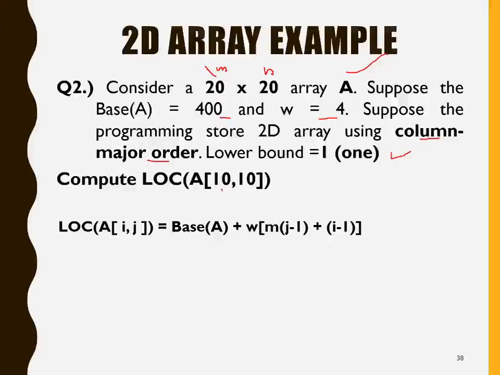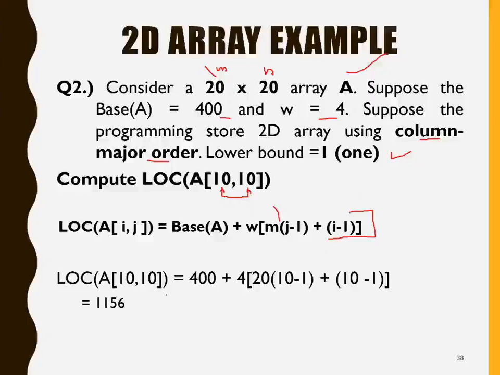We have to calculate the address of the element stored at position 10. So as per this formula, we have to calculate the value. This is the value of m, again 20. If we put the values in this case, it comes out to 1156. So this is the case with the column major order representation of memory addresses corresponding to an array.